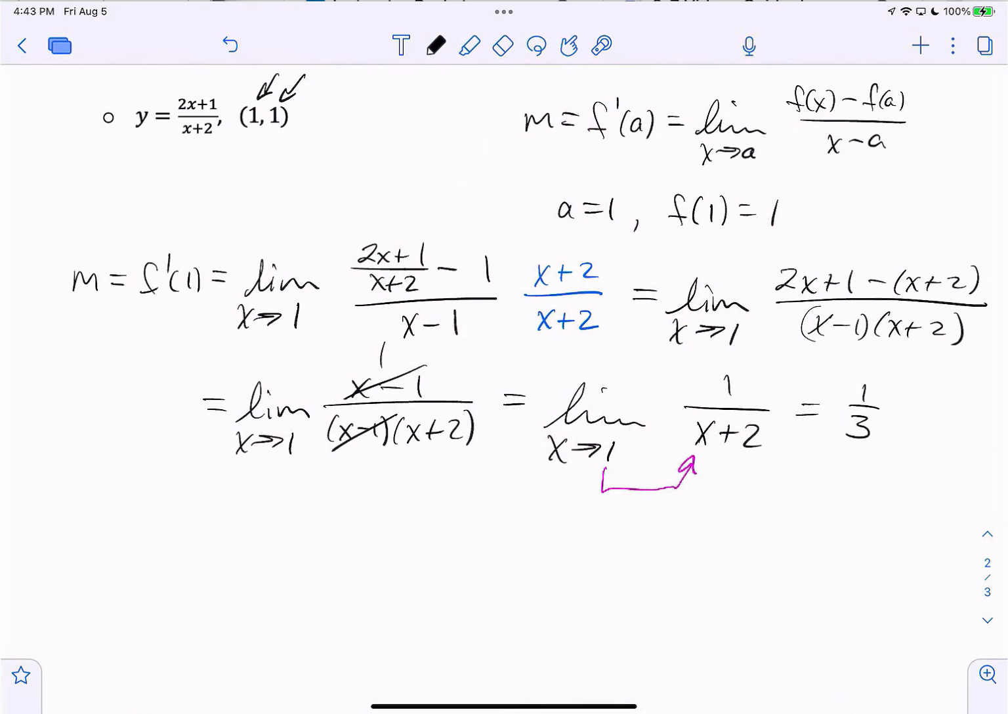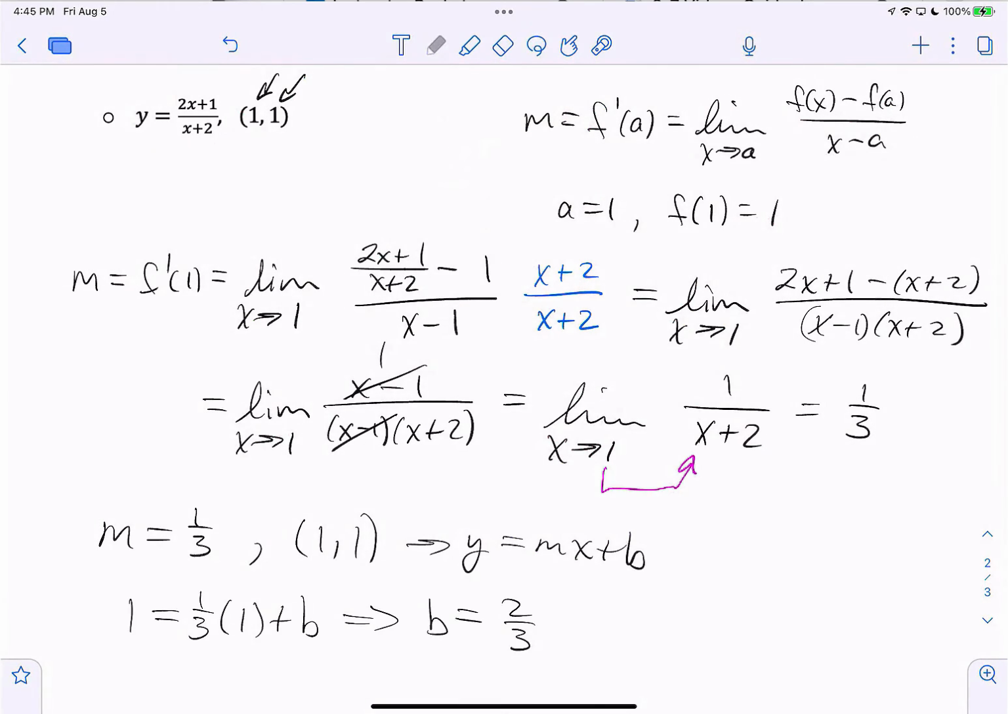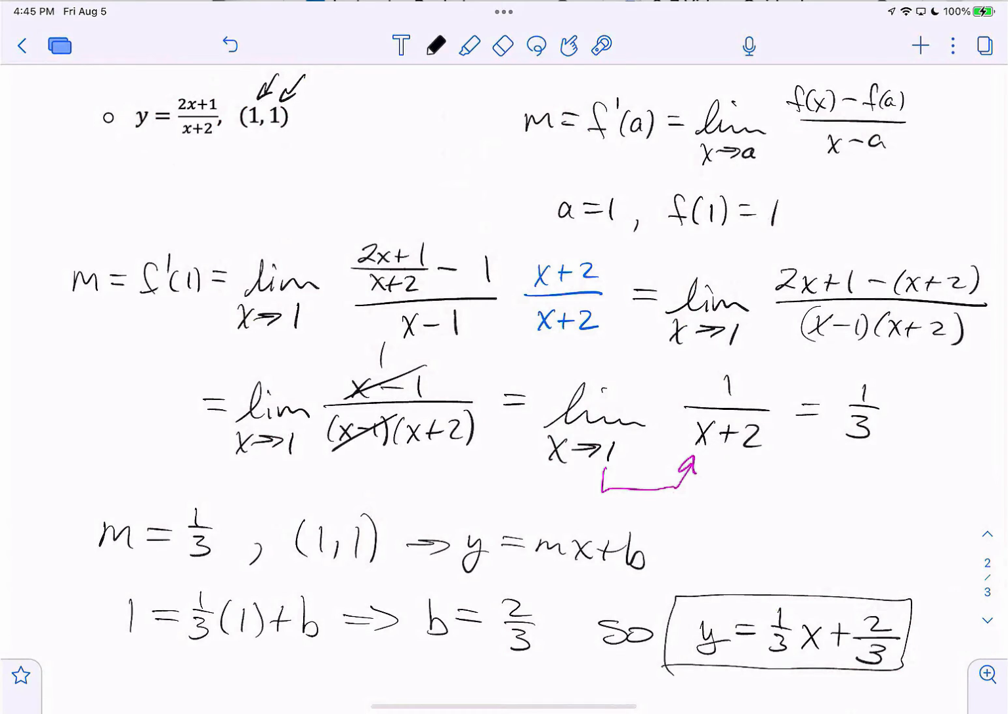And so my slope is equal to 1/3, and I have the point (1, 1). I'm going to put that into y = mx + b. I'll again spare you the details. We see that b is equal to 2/3, and so the equation of our tangent line is y = (1/3)x + 2/3. And I encourage you to graph the original equation together with the equation of the tangent line so that you can see what's happening at the point (1, 1) and convince yourself that this actually is the tangent line.